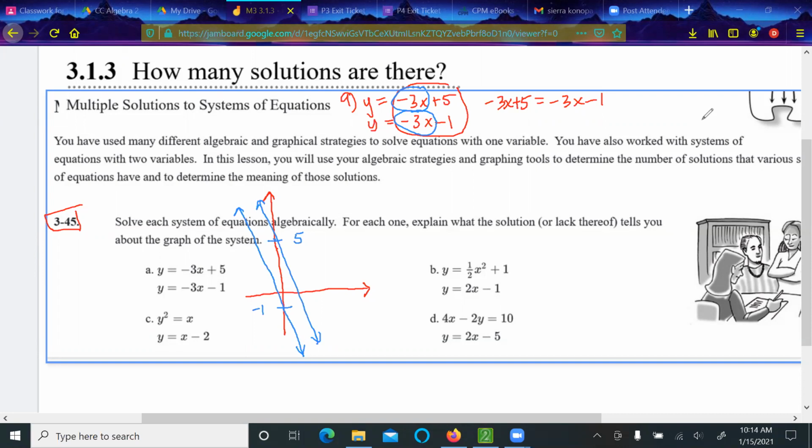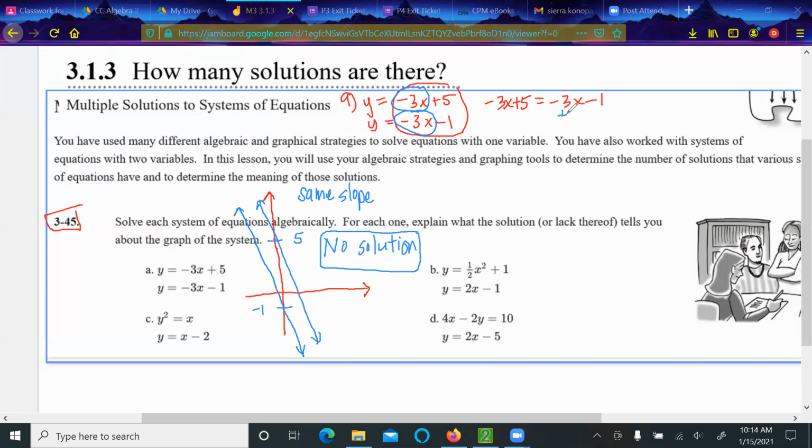So yeah, Jack is right. These two have no solution, right? Because they're parallel. Why are they parallel? Same slope. Because they have the same slope, they're parallel. So we really know that this has no solution. We can write that. But let's say we didn't graph it and we didn't realize it. Hopefully you do when you do this problem. But let's say you just set them equal to each other. Let's see what happens when we try to solve this algebraically.